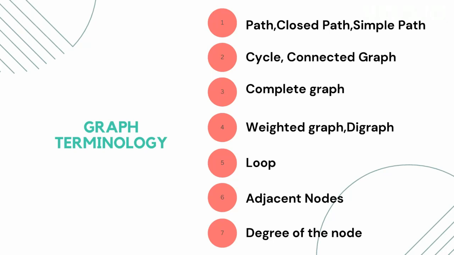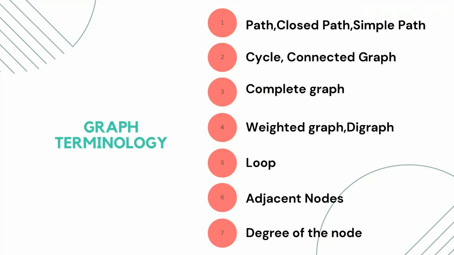The next one is cycle. A cycle can be defined as a path which has no repeated edges or vertices except the first and last vertices. Then a connected graph. A connected graph is one in which some path exists between every two vertices u, v in V. There are no isolated nodes in a connected graph.